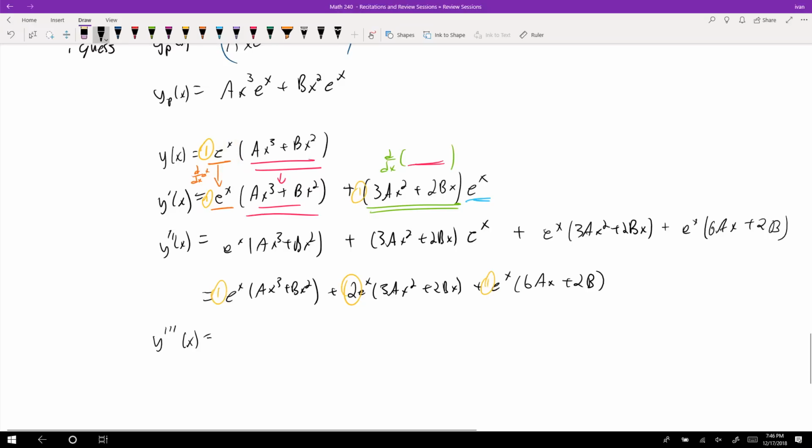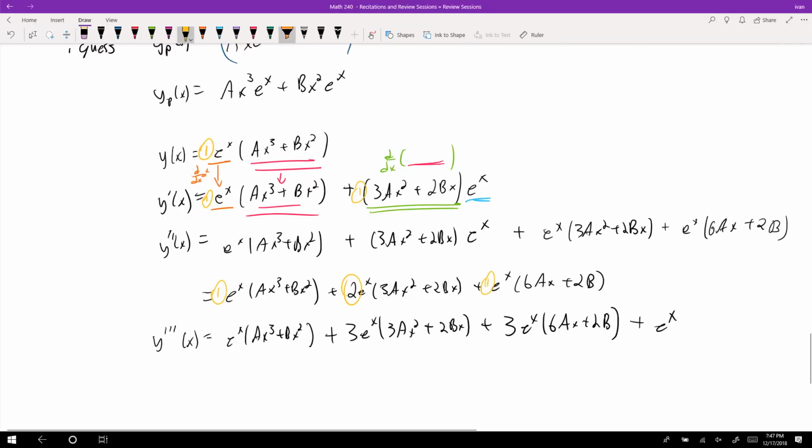But if we just continue on with the product rule, you take another derivative here and you get e to the x (ax cubed plus bx squared), plus 3e to the x (3ax squared plus 2bx), plus 3e to the x (6ax plus 2b), and then you add e to the x times the derivative of that last term, which is just 6a.